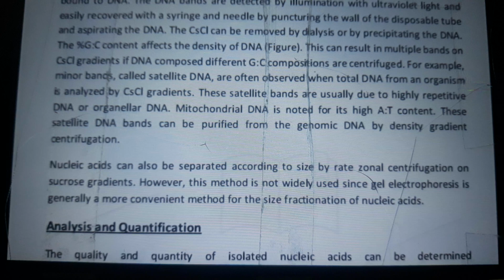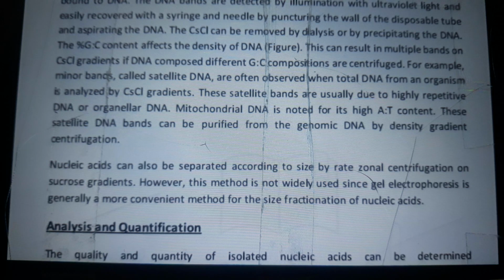The gradients are carried out in the presence of ethidium bromide, which fluoresces when bound to DNA. The DNA bands are detected by illumination with UV light, ultraviolet light, and easily recovered with a syringe and needle by puncturing the wall of the disposable tube and aspirating the DNA. The CsCl can be removed by dialysis or by precipitating the DNA.